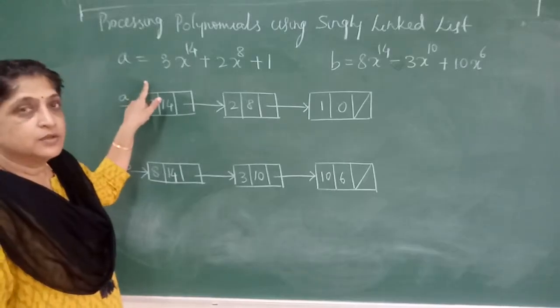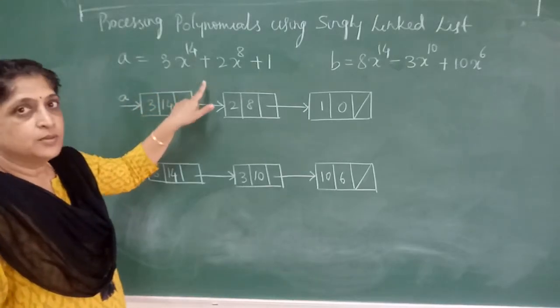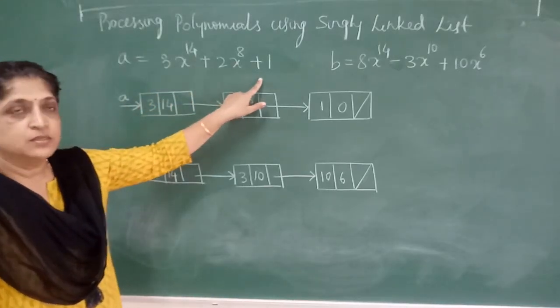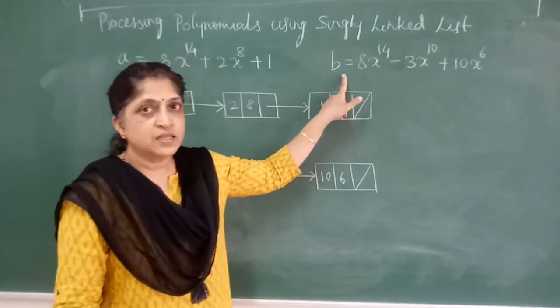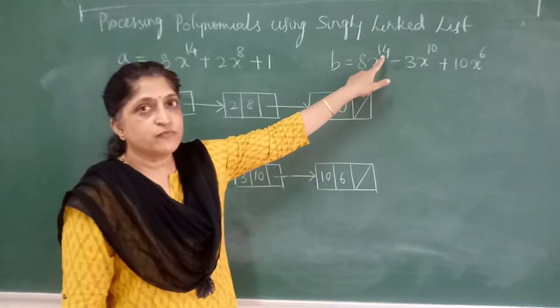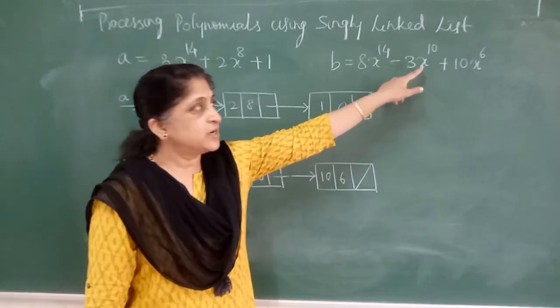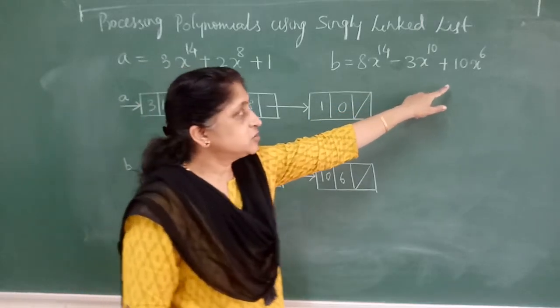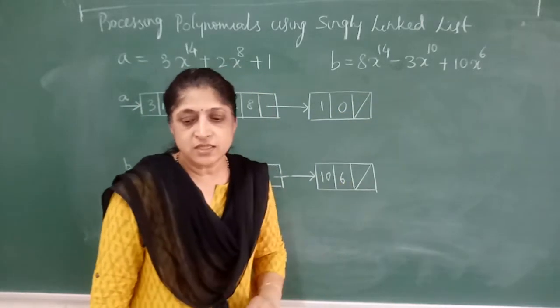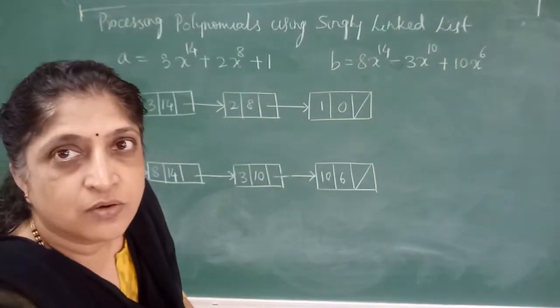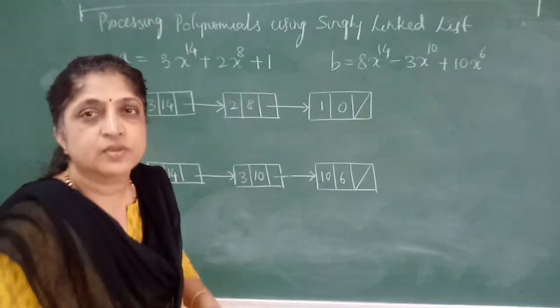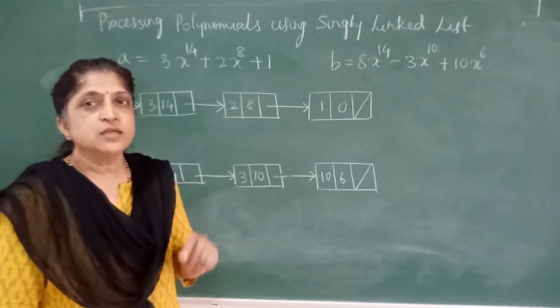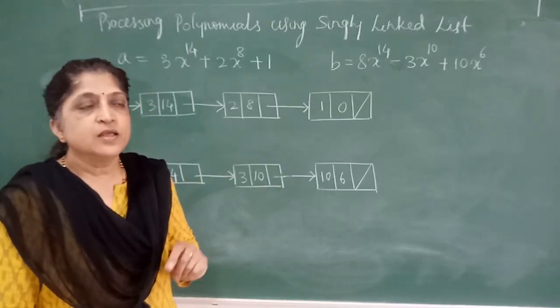Here we have an example, polynomial A, which is 3x to the power 14 plus 2x to the power 8 plus 1, and B is another polynomial 8x to the power 14 minus 3x to the power 10 plus 10x to the power 16. So these are the two polynomials we have. Now let us see how to represent this using single linked list.